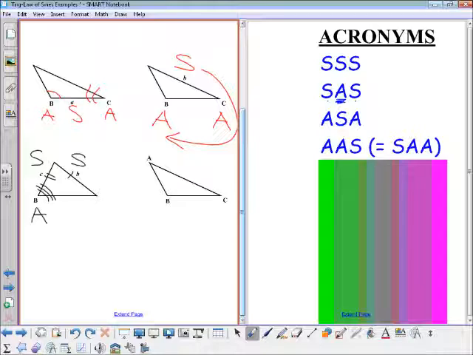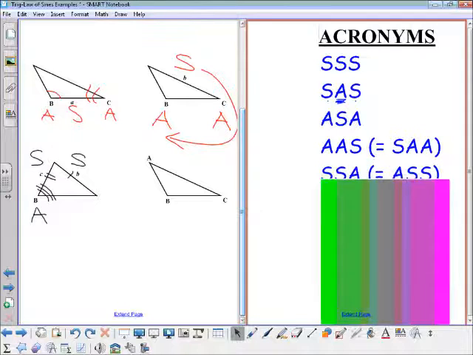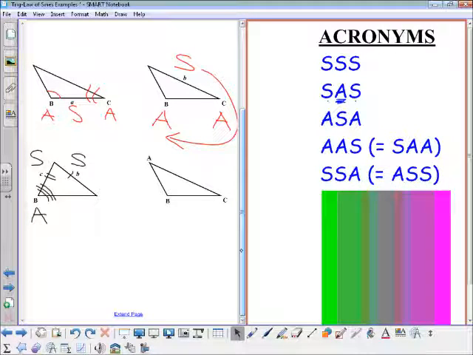Okay, we like to, in the civilized world, call that SSA and never reverse it. Because when you reverse it, it could be considered a bad word. Okay, so please refer to it as SSA, not the other way.